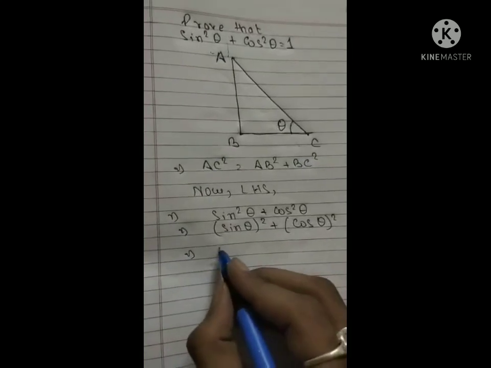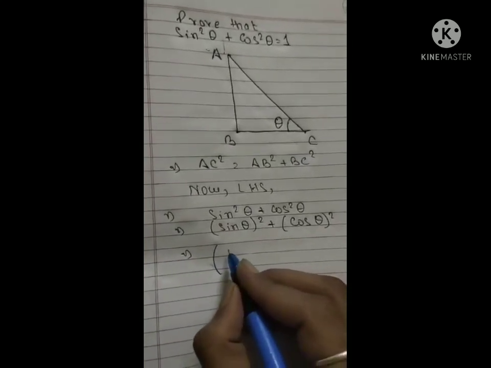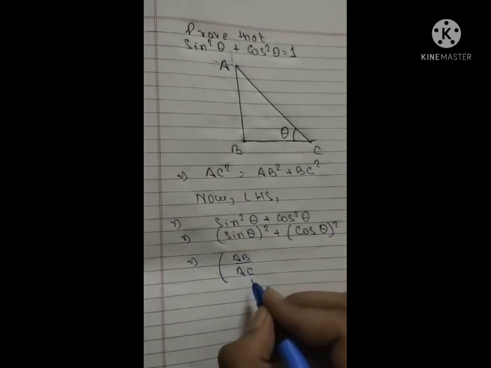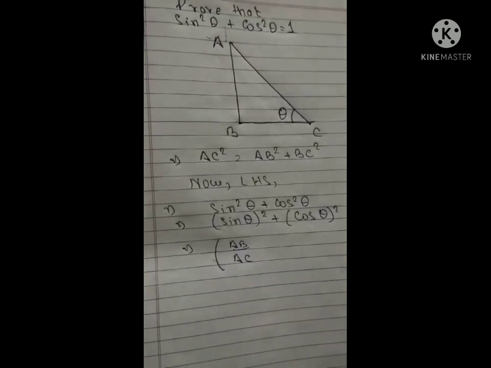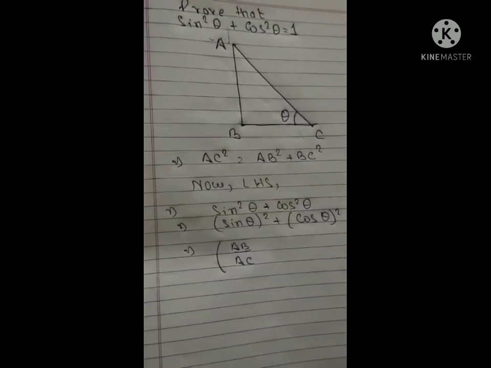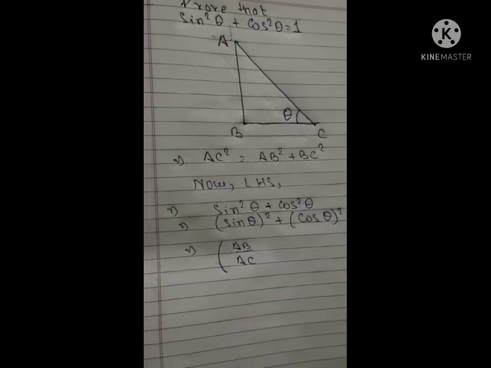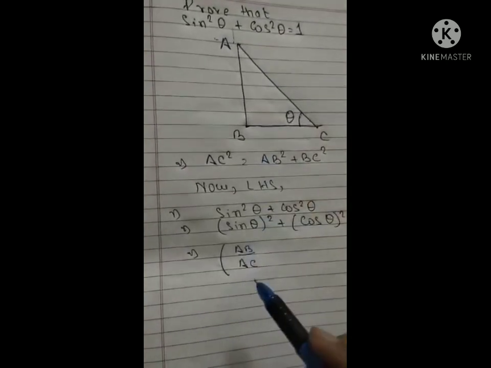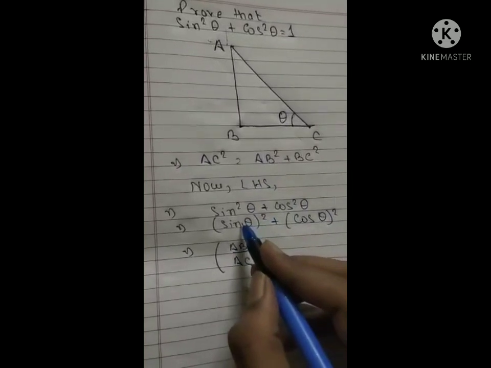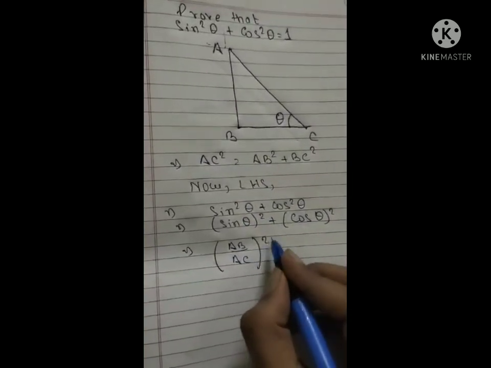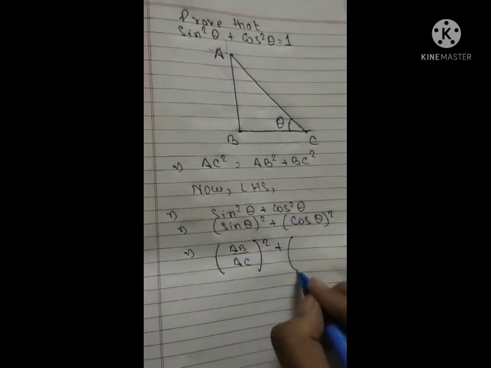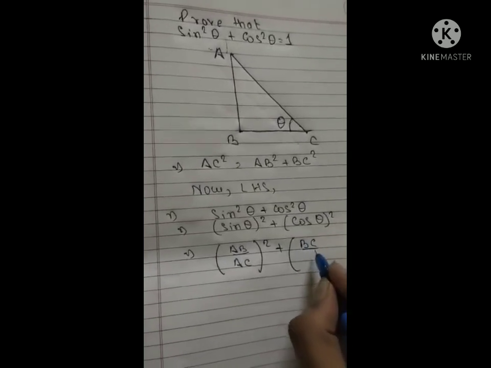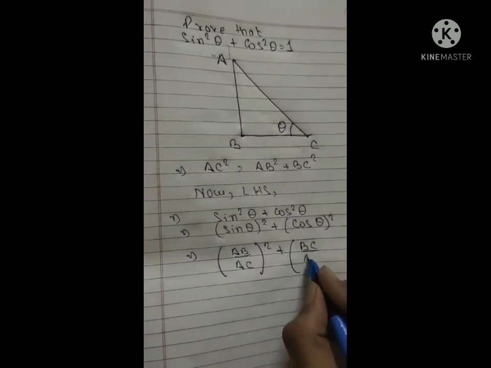So sin theta is defined by the ratio AB by AC. Why AB by AC? Because when we have to define sin theta, we always say that it is the ratio of perpendicular and hypotenuse. So here perpendicular is AB and hypotenuse is AC. So in place of sin theta we can write AB by AC whole square, because it is square, plus in the same way cos theta can be defined by the ratio base by hypotenuse, BC by AC whole square.